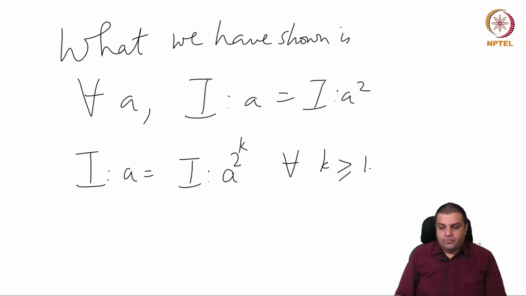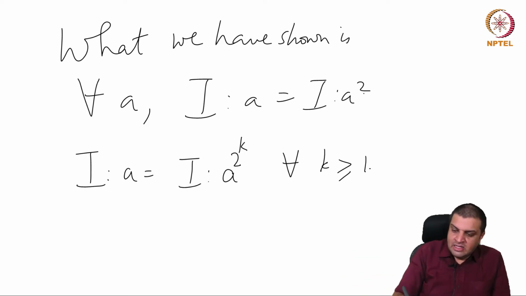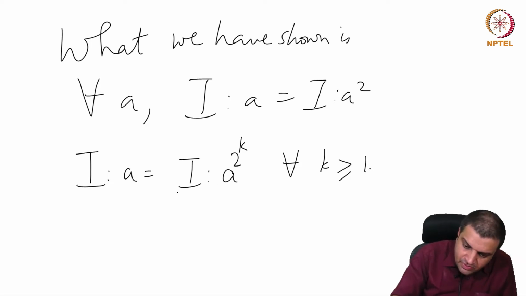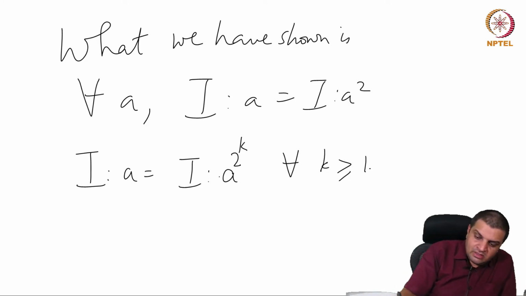Because if you do it with this, the square of a squared will be a to the 4th, and the square of that, and so on. And so we will go on like that. So we will get that for infinitely many exponents of a, I colon a to that exponent is I colon a.